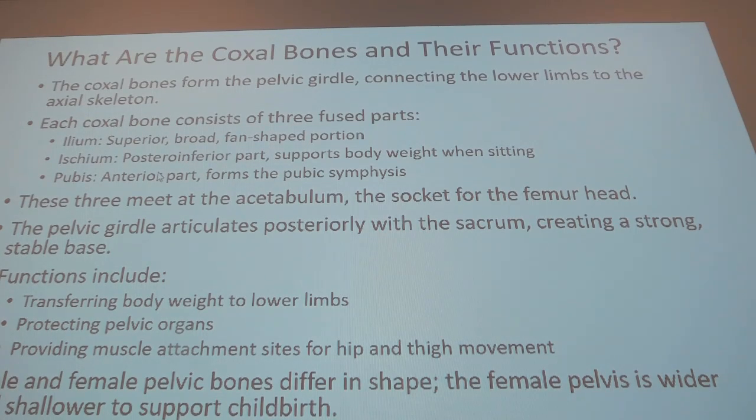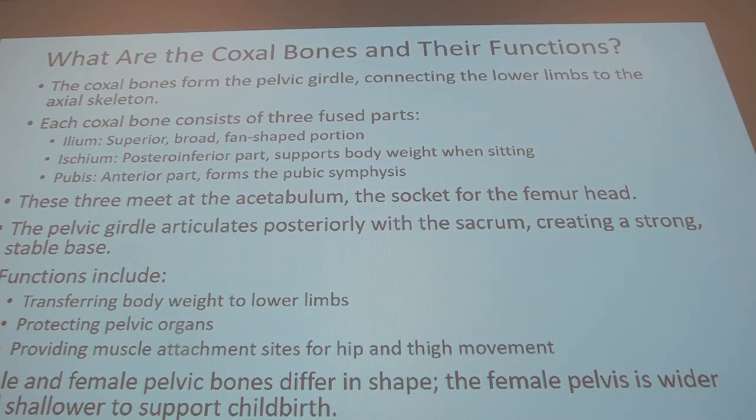So now we are here in the bones of the lower limb, starting with the coxal bones, which we commonly know as the hip bones. But from now on, for us, it's going to be coxal, C-O-X-A-L. These coxal bones form the pelvic girdle, which is an area of the body that connects the appendicular skeleton to the axial skeleton.